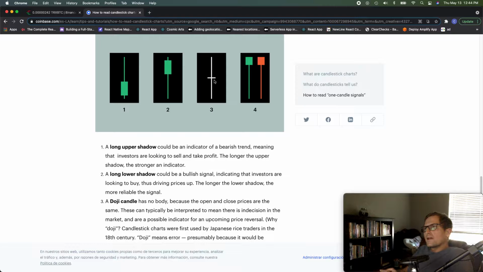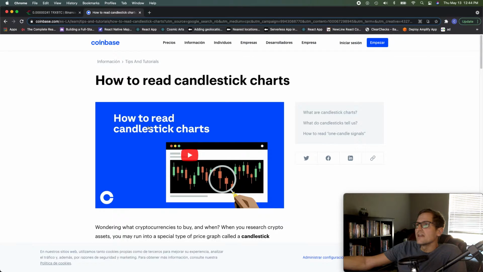So, some quick little individual candlesticks that you can look at and kind of determine what's happening. And again, there's many more of these, so definitely check these out. And by the way, I'm here on Coinbase. This is a how to read candlestick charts.